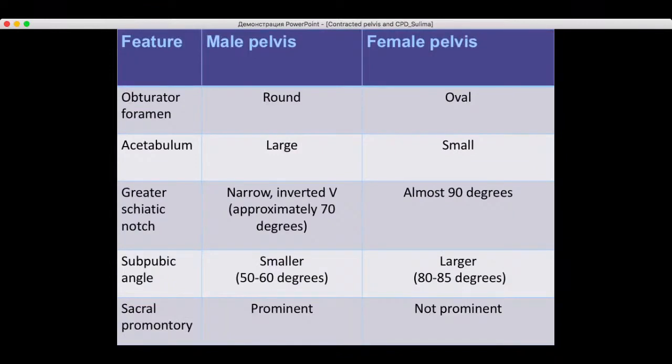The main anatomical structures: obturator foramen, acetabulum, greater sciatic notch, and sacral promontory. In my opinion, the most important for the OB-GYN is the sacral promontory, because during vaginal examinations you should investigate the sacrum, because it's very important in the prognosis of the labor.